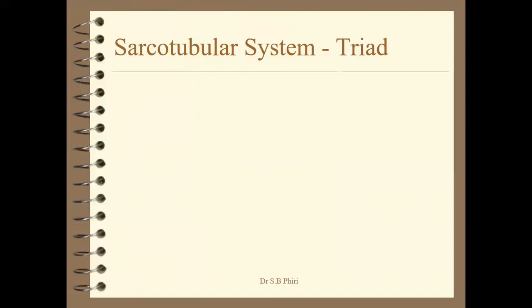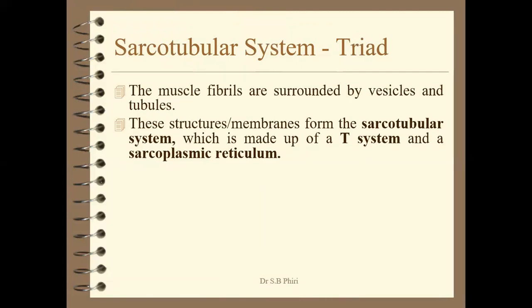But this is skeletal muscle. So let's appreciate the triad, which is forming the sarcotubular system in skeletal muscle cells. We have two structures there, the sarcoplasmic reticulum and the transverse tubule system. The muscle fibrils are surrounded by vesicles and tubules. These structures or membranes form the sarcotubular system, which is made up of a T system and a sarcoplasmic reticulum.